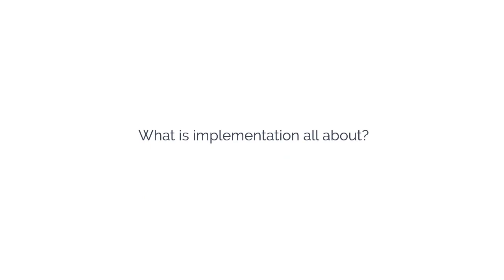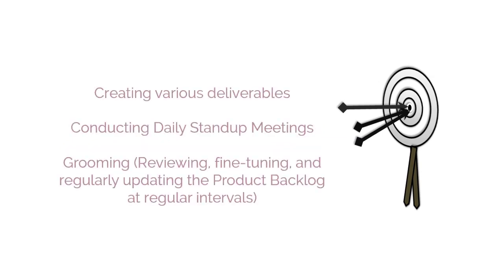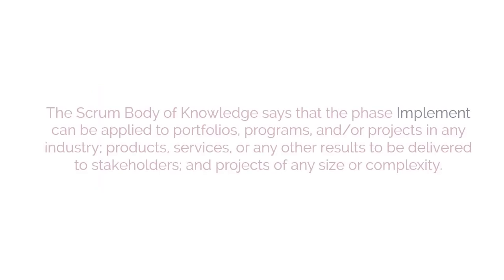So what is implementation all about? The implement phase is related to the execution of the tasks and activities to create a project's product. These activities include creating various deliverables, conducting daily stand-up meetings, and grooming, which in turn includes reviewing, fine-tuning, and regularly updating the product backlog at regular intervals. The Scrum body of knowledge says that the implement phase can be applied to portfolios, programs, and/or projects in any industry, products, services, or any other results to be delivered to stakeholders, and projects of any size or complexity.